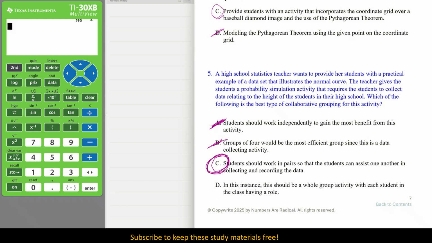Let's look at D: in this instance, this should be a whole group activity with each student in the class having a role. What? There's not enough roles. No, I don't like that. For this activity, we're talking about 2 students being the best. Yeah, no matter what, 2's the best.